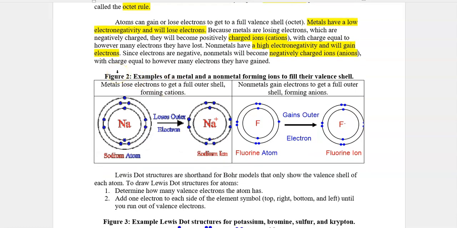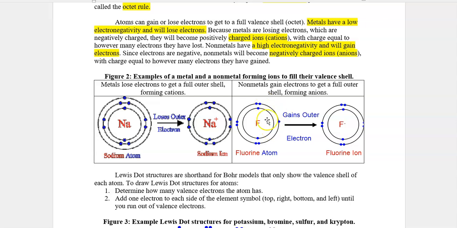So metals, remember, they lose electrons to get a full outer shell. So sodium has 1 valence electron, but if you take it away, sodium has 8 now. So sodium has a full shell, not by gaining 7 electrons, because sodium is not nearly strong enough to do that, but by losing 1 and revealing its shell underneath.